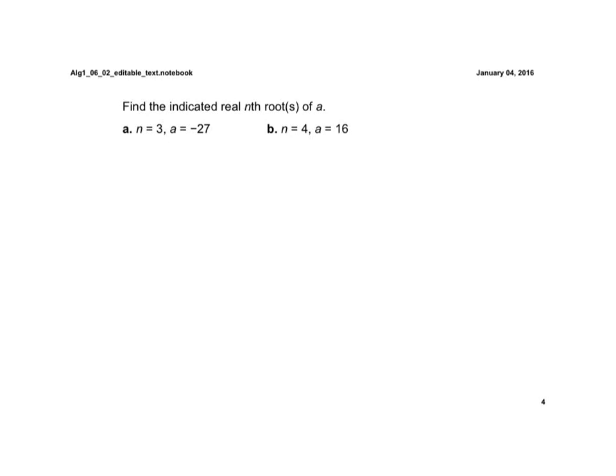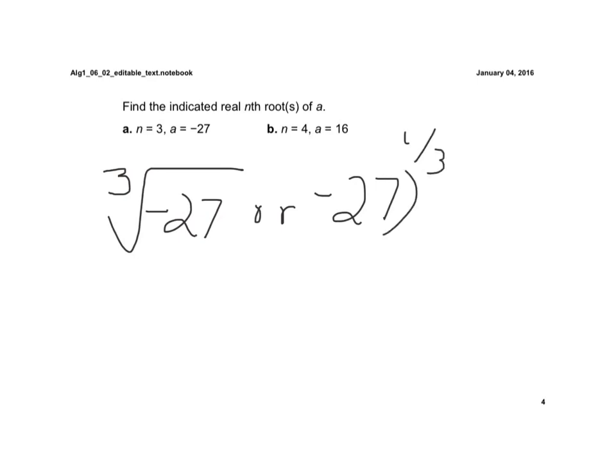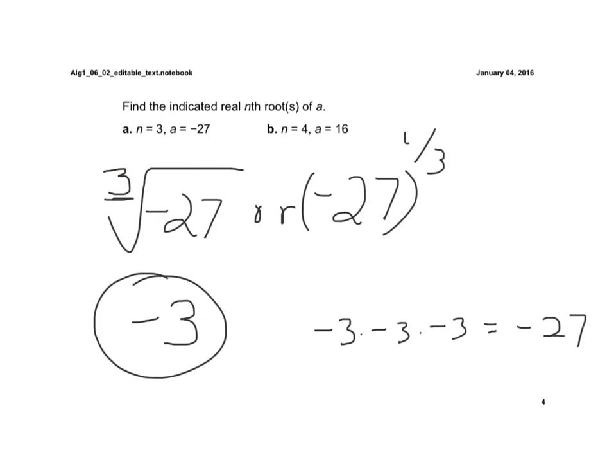The indicated nth root or roots of a. Here we have the cube root of negative 27, which could be written as negative 27 to the 1/3 power. Okay, so what number times itself gives me negative 27? Since the index is odd, there's only one real nth root, and that would be negative 3, because negative 3 times negative 3 times negative 3 equals negative 27. So my answer is negative 3 for part A.